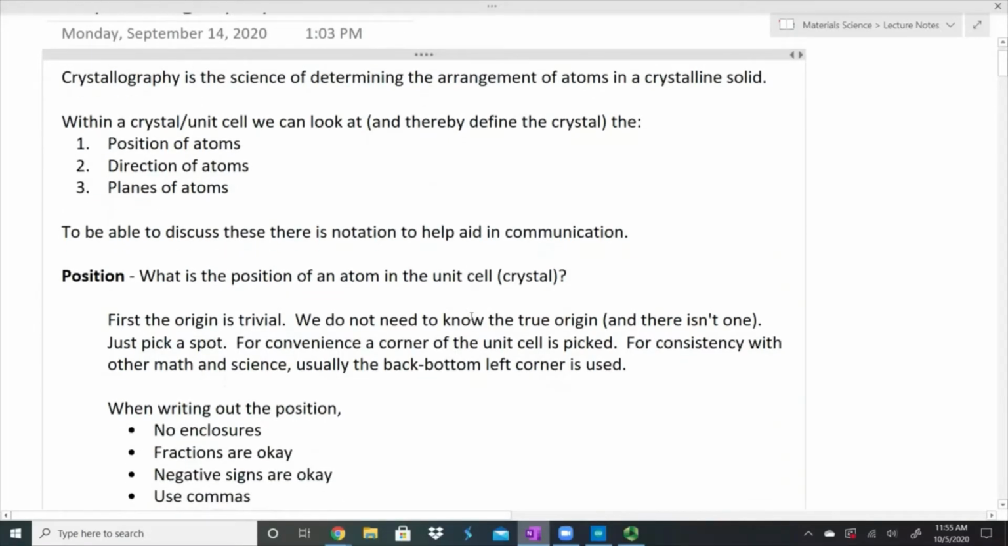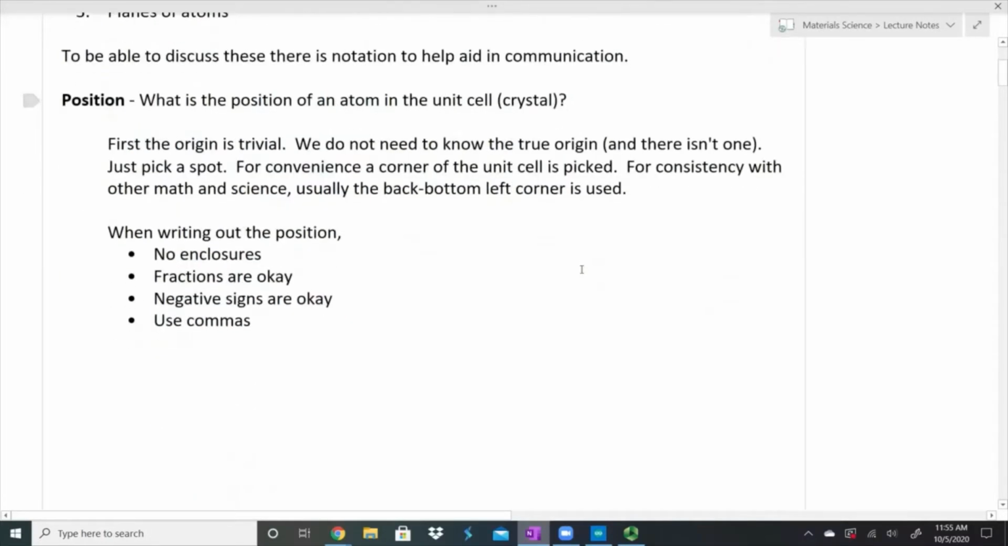To be able to talk about this in an easy way, if you're going to be reading papers, if you're going to be writing papers, if you want to discuss these things, we want some consistency. And so one key point, and what we're really going to discuss for a lot of this video, is notation. We need to know how to write and how to discuss these things. The first one that we're going to talk about is position. And what we're looking for is where the atoms are in the unit cell.